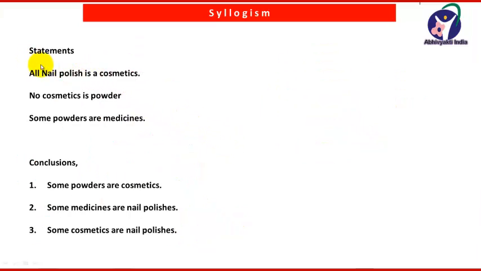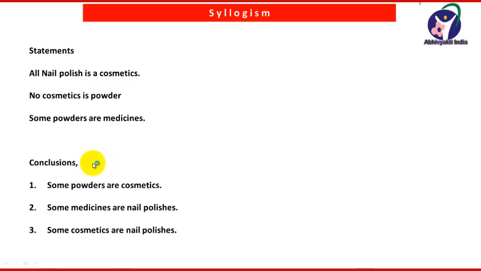Here is the next question. The statements are: all nail polish is a cosmetic. Second statement, no cosmetics is powder. And the third statement, some powders are medicines. Conclusions are: some powders are cosmetics, some medicines are nail polishes, and some cosmetics are nail polishes. Now friends, first we will solve this with the help of the 150 method, and then with the help of the Venn diagram.